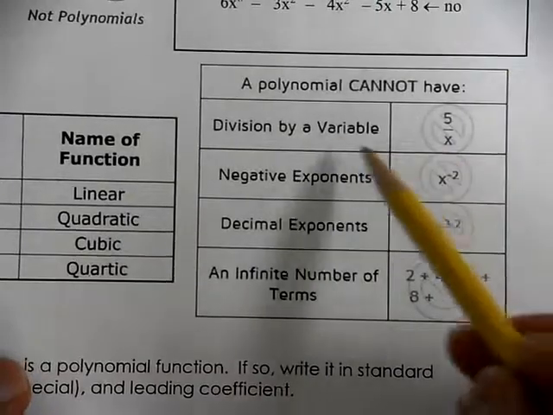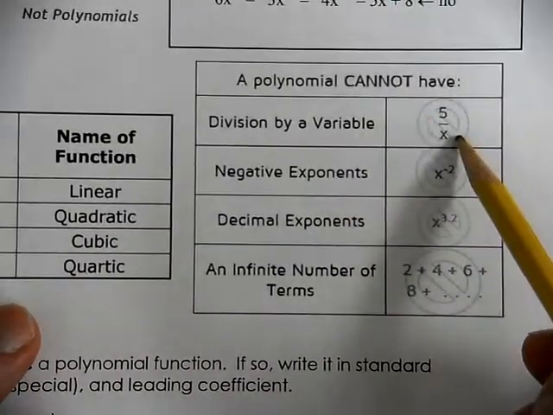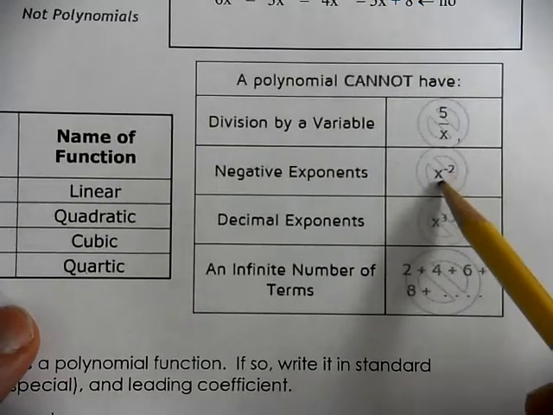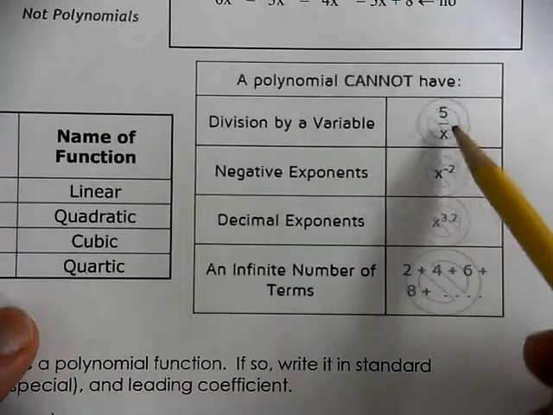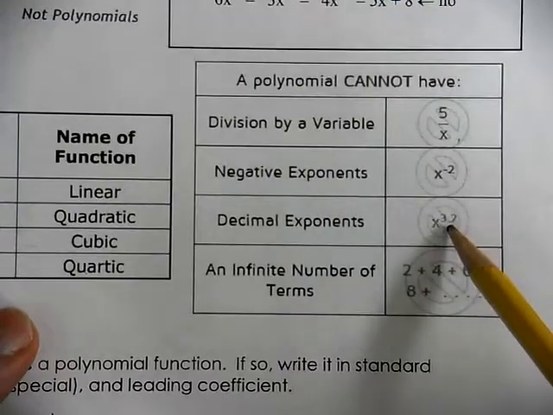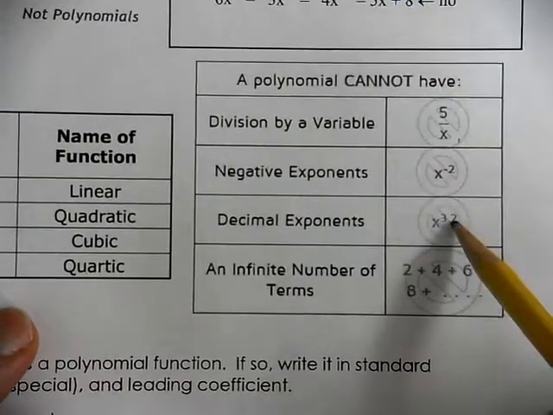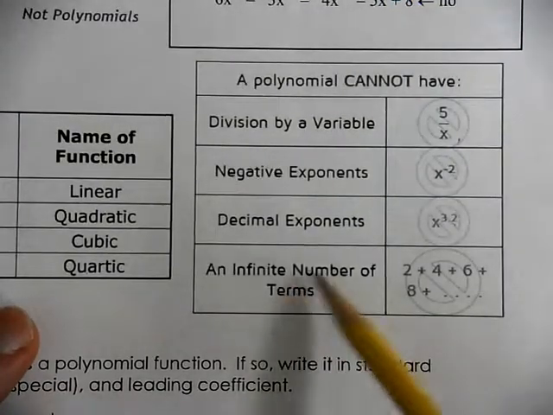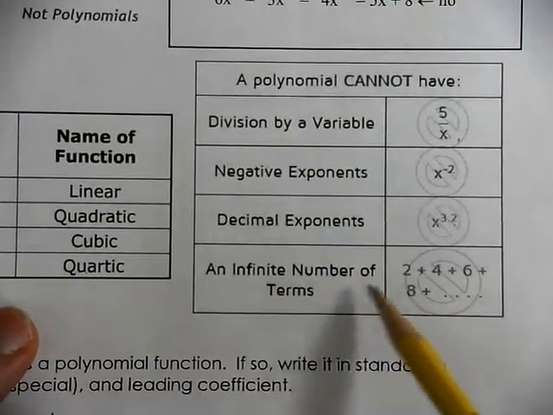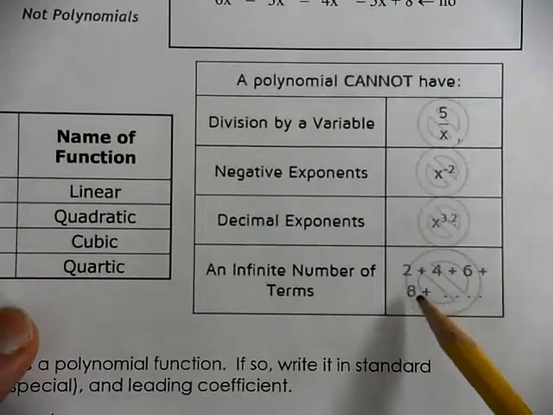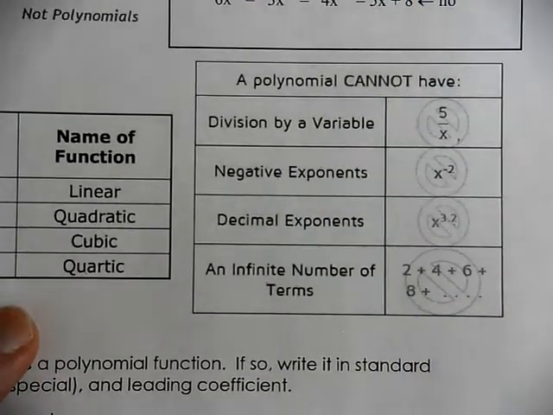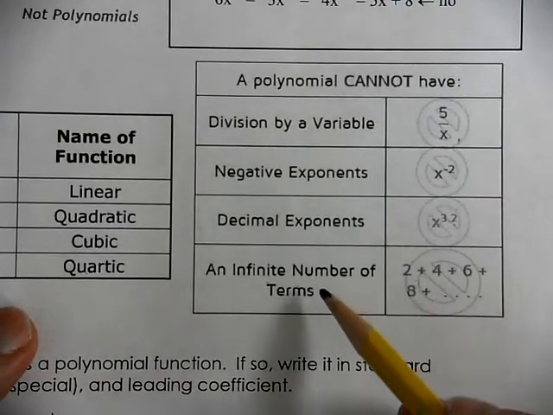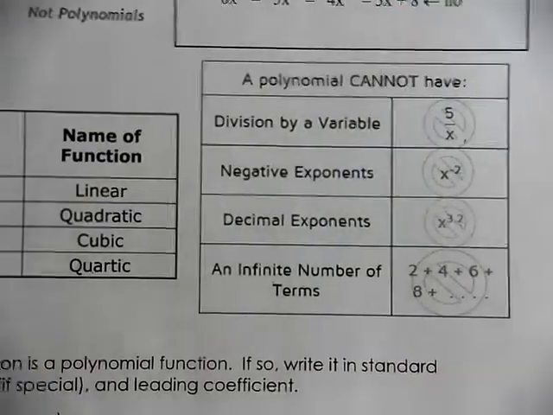And this little chart is showing that you cannot divide by a variable. You can't have a negative exponent, which again is going to imply that it's in the denominator. You can't have a fractional exponent or a decimal exponent. And it's a funny term, but you can't have an infinite number of terms. It has to be 3 terms, 4 terms, 5 terms. It can't be an odd equation that just goes on forever.